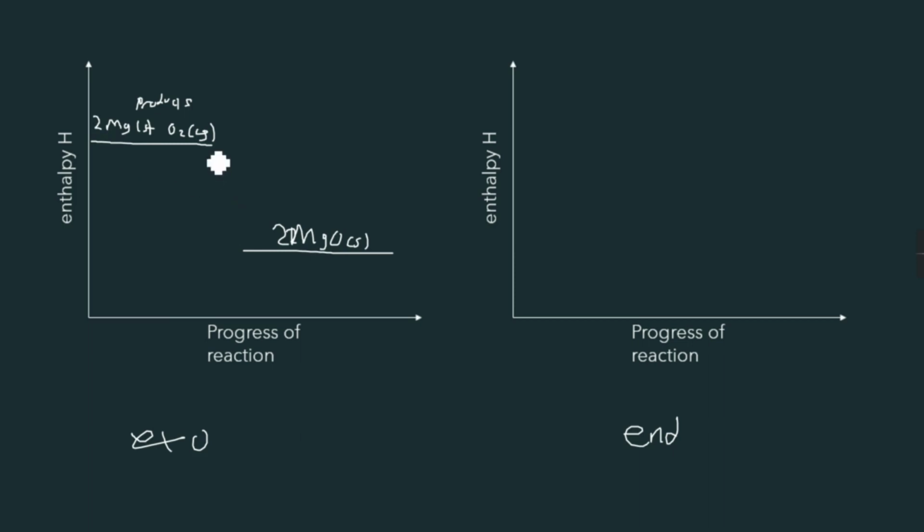Okay, so as I was saying, enthalpy change you can actually denote on the diagram. You can see enthalpy is going down, enthalpy change is negative. That's fine. What else can we put on this?